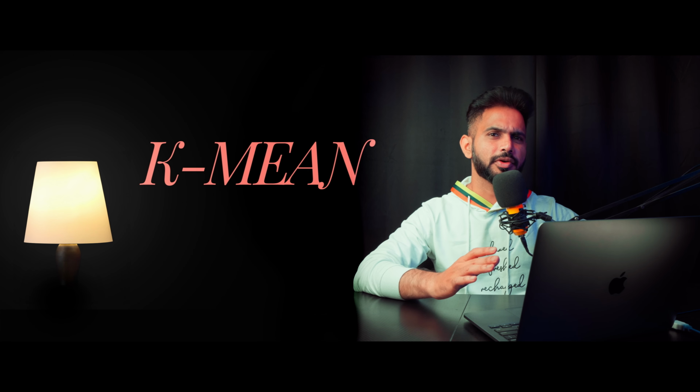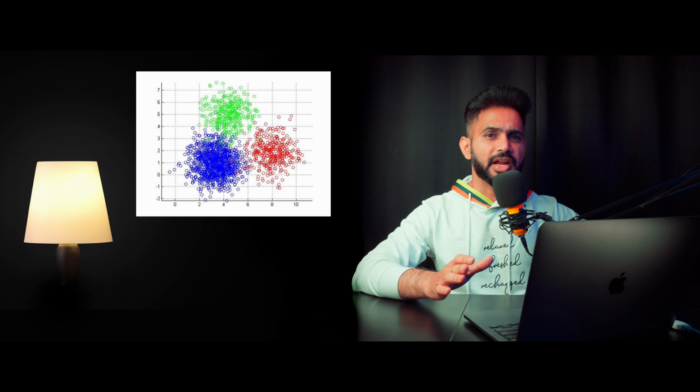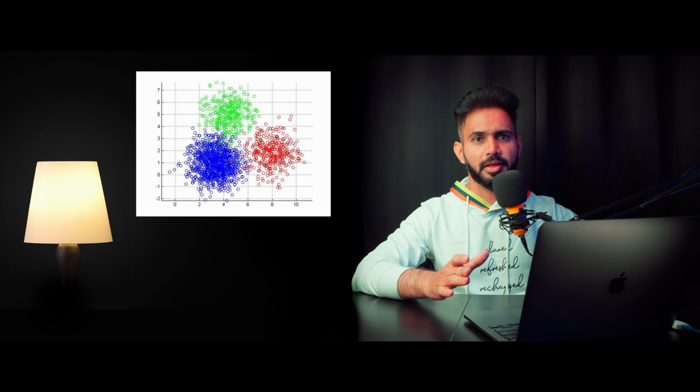Imagine you have a box of different colored marbles and you want to sort them into groups by color. K-means helps you do that by grouping similar items together. It's an unsupervised learning algorithm, which means it doesn't need any labeled data. K-means tries to divide your data into K clusters, where each cluster has items that are similar to each other. For example, it could group customers who shop at your store into different categories based on buying habits.